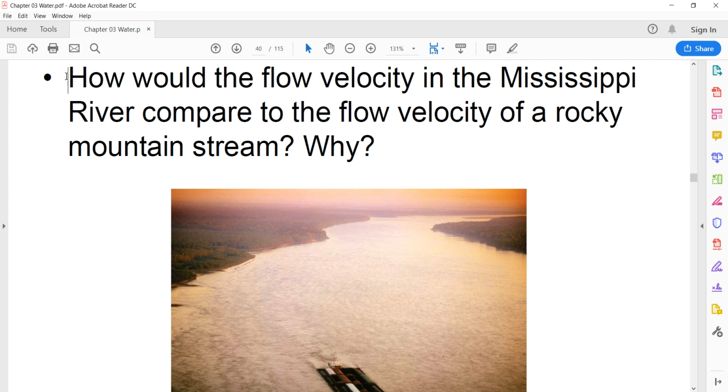So this is just something for you to think about, how the water will flow in the Mississippi River compared to the flow velocity of a Rocky Mountain stream. So of course, in the Mississippi River, it will be more gentle, more laminar, given how the landscape is relatively flat compared to the Rocky Mountain stream, where the elevation is very high, the slope is very steep. So that will provide a lot of energy to the river stream. So the flow will be highly turbulent. It will cause a lot of damage to the surrounding landscape, produce a lot of sediment. So this is how you can make the distinction in the flow between the Mississippi River and the stream which is flowing in the Rocky Mountain.